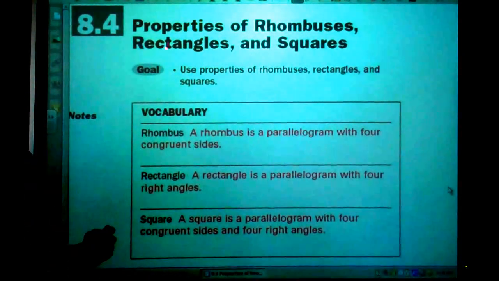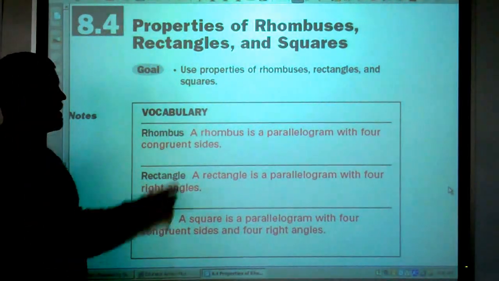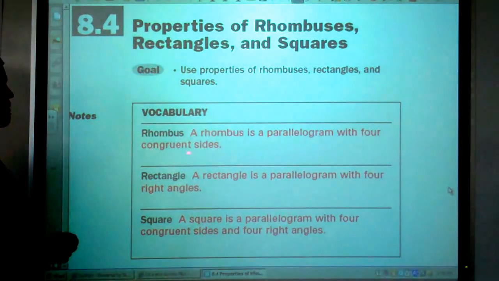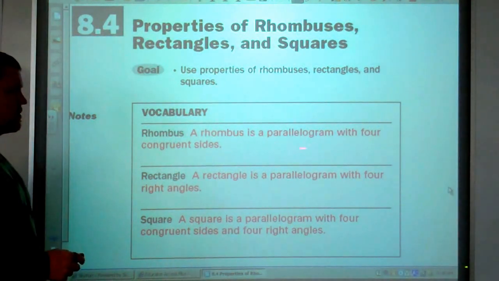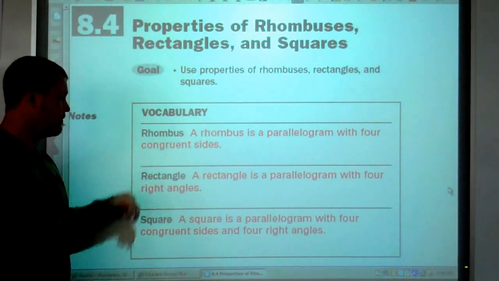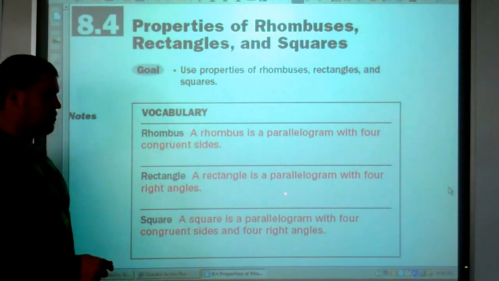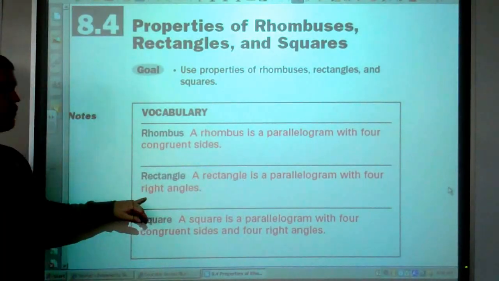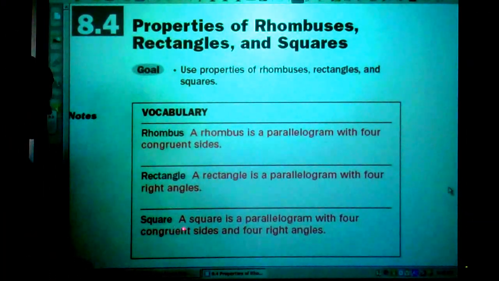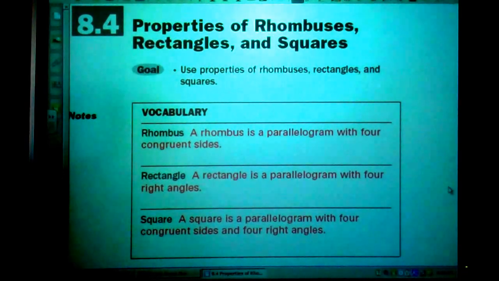Alright, today we're going to talk about properties of rhombuses, rectangles, and squares. Oh my. Alright? All quadrilaterals. A rhombus is a parallelogram with four congruent sides. A rectangle is a parallelogram with four right angles. And lastly, a square is a parallelogram with four congruent sides and four right angles.